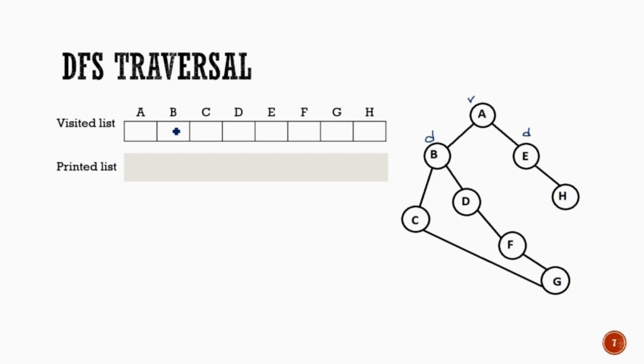If the content of any cell is 0, that means that vertex is not visited. For this graph, at this stage, A is visited and B, C, D, E, F, G, H, these nodes are not visited. We also need to keep track of the discovered nodes. Remember that after visiting node A, we know that there are two other nodes, node B and node E. In the previous example, after visiting node A, we moved towards node B, and after traversing the left branch, we came back to node E.